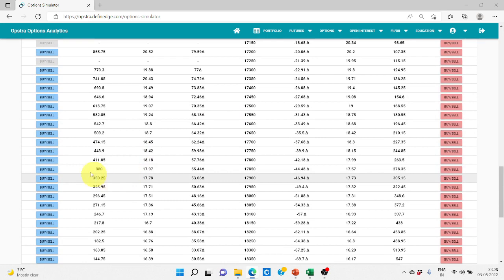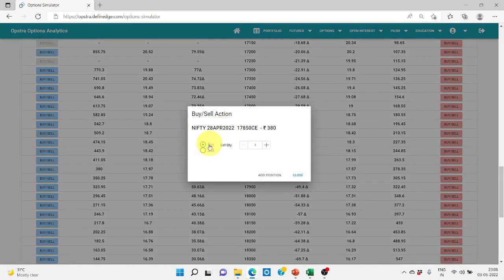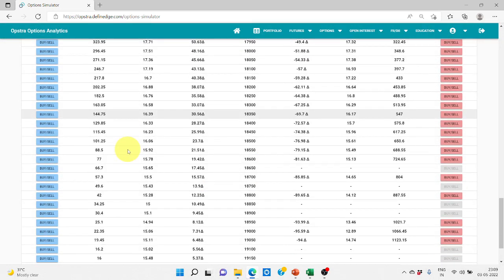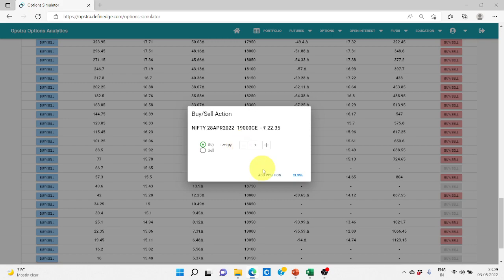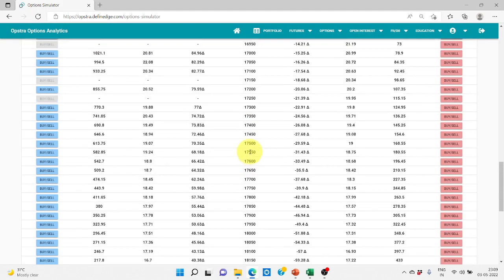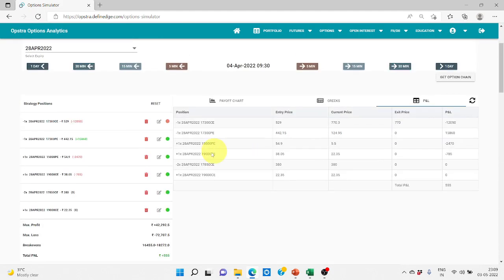So 380 we are getting, 380 into 2. Now we need to buy one. Let's buy somewhere around 22 rupees, one lot. So for every sell we need to have one buy. Now we already have one buy, one CE we already bought. Now we are selling 2 CE, so I'm buying one more CE.